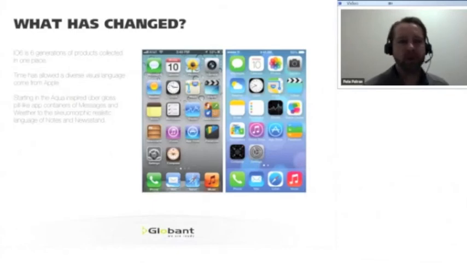Time has allowed a diverse visual language to come out of Apple. It all started with the Aqua-inspired original OS X, uber glossy, pill-like apps and containers. Here you can see it with Messages and then the Weather app. Then the skeuomorphic, realistic language of Notes and Newsstand. These obviously don't have one visual language, as you see over to the right with iOS 7.